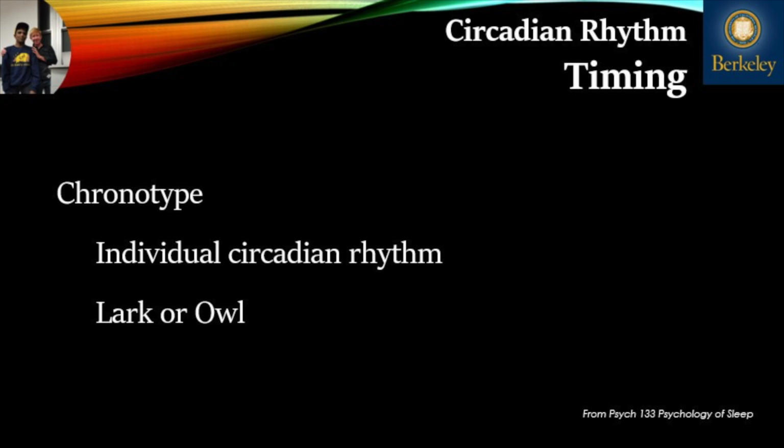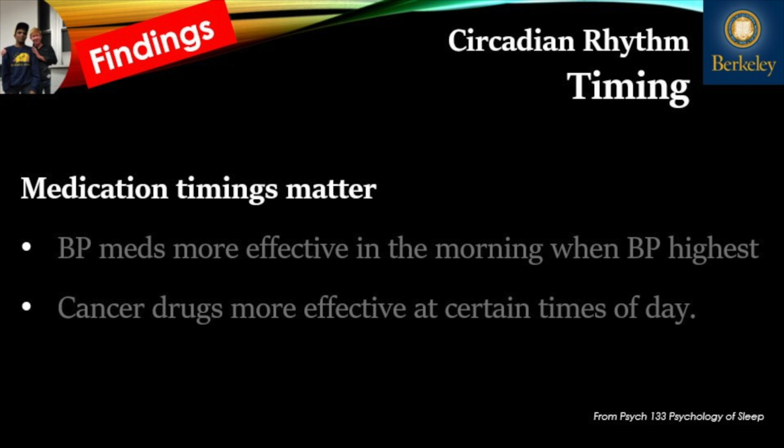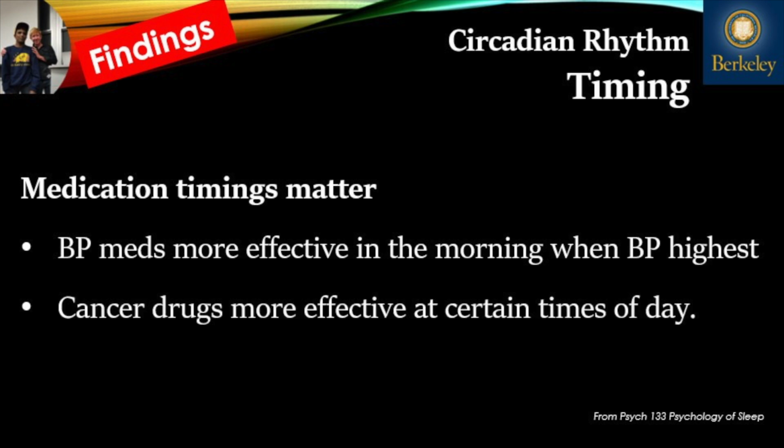Another aspect of circadian rhythm is the timing, and I want to start by explaining what a chronotype is. Chronotype is the differences in individual circadian rhythm. For instance, some people are larks or morning people while others are owls or evening people. I also want to point to findings which indicate that medication timings do matter. For instance, blood pressure meds are more effective in the morning, when blood pressure is highest. Cancer drugs are more effective at certain times of day.